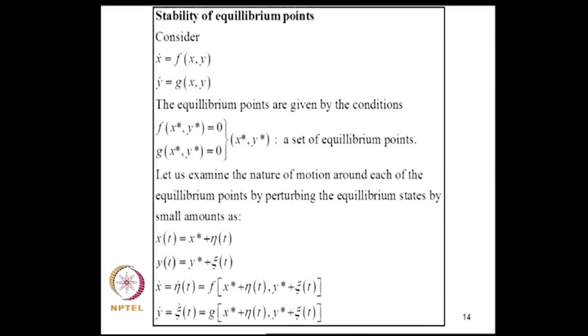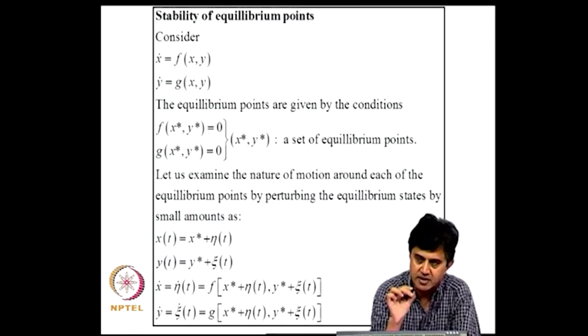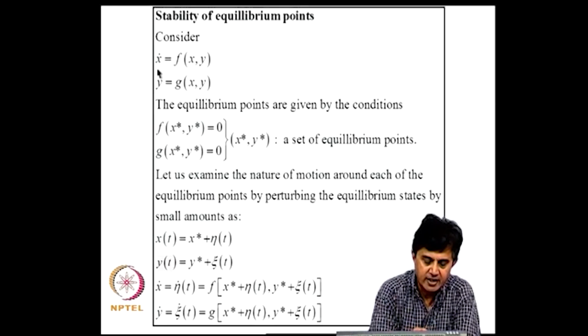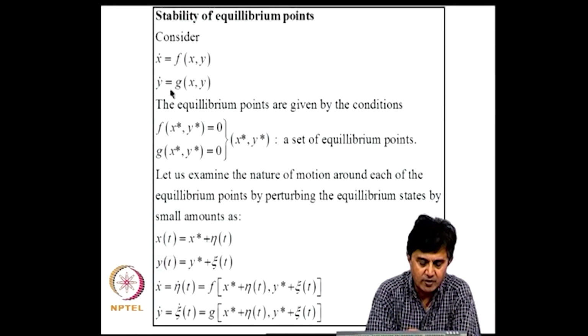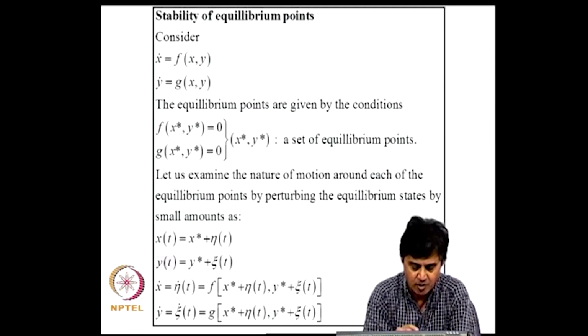We now consider the question: what happens if we perturb the motion, or the equilibrium system states, by a small motion? If we apply a small force to the system when the system is at one of its equilibrium states, what happens? So, let us consider x dot equal to f of x, y, and y dot equal to g of x, y. I am considering a 2 cross 1 system of equations. These can be generalized for larger size problems.